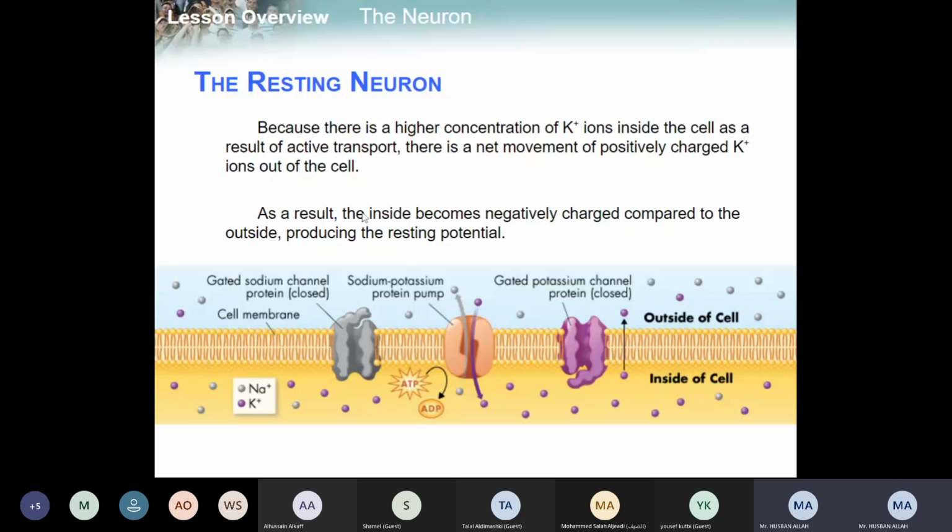As a result, the inside becomes negatively charged compared to the outside, producing the resting potential. So if the inside becomes negatively charged, opposite to the outside, it will produce the resting potential.